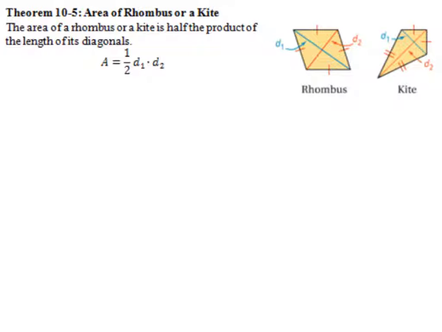So for each one of these, when we find our diagonal lengths, so for this rhombus, diagonal 2 is right here, diagonal 1 is right there. We're going to multiply those two together and then divide it by 2. Same thing with the kite. I've got my diagonal 2 length here, diagonal 1 there, multiply them together, and then divide it by 2.